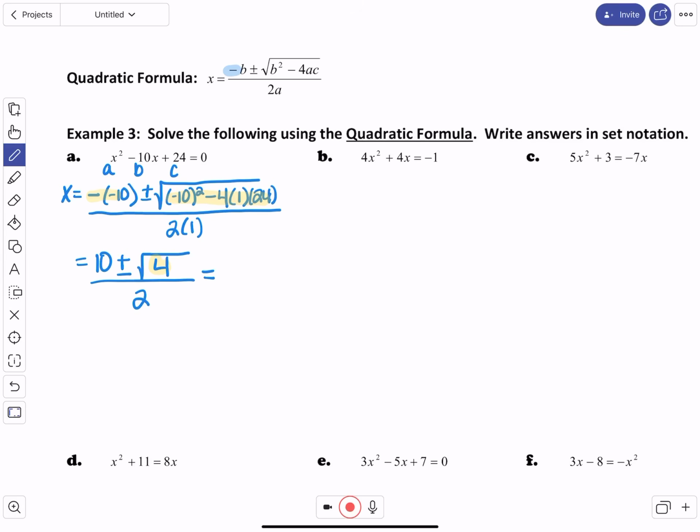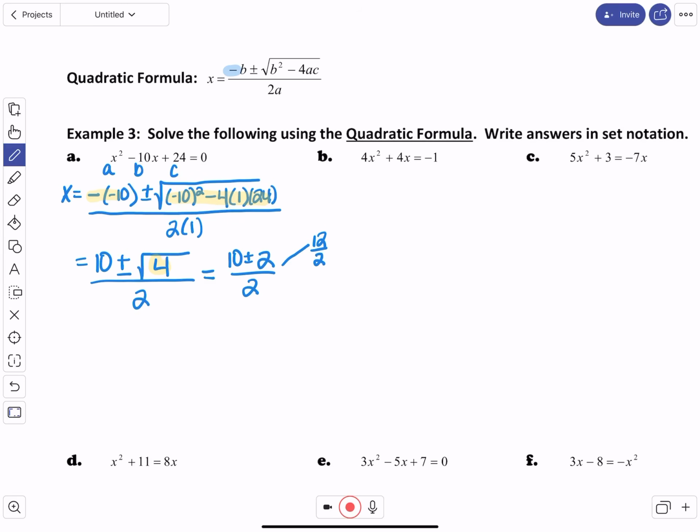All right, so I like to go step by step. Now I'm going to break it down again. Square root of 4, that's going to turn into 2. Now, what this plus or minus means is I'm going to do 2 things here. 10 plus 2, you're going to do 10 minus 2. So 10 plus 2 is going to be 12.